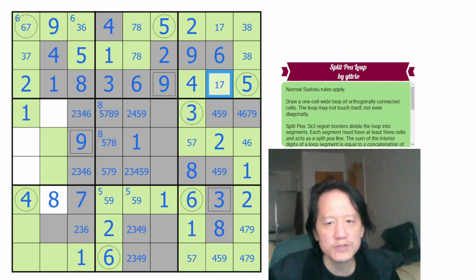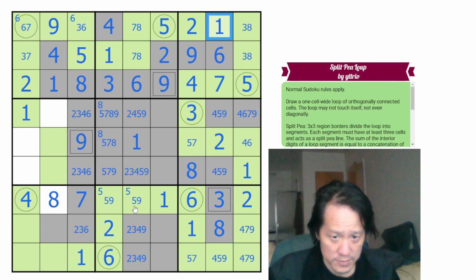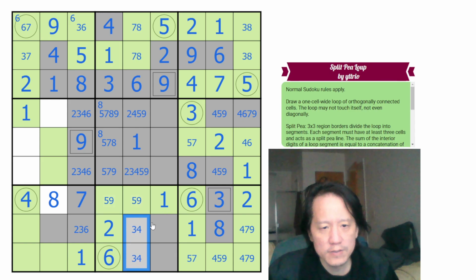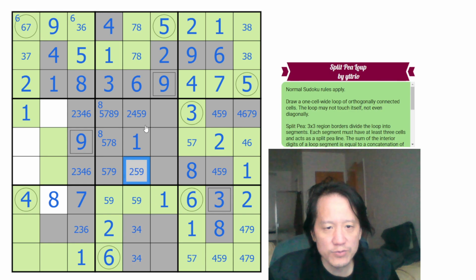This can't be 1, so therefore this is 7. This is 1 from Sudoku. 2, 5, and 9, so this can't be 5. This can't be 2 or 9, so this is 3, 4, which means this can't be 3 or 4. This can't be 3 or 4, so the 2 has to be one of those 2. 3 and 4 have to be here.